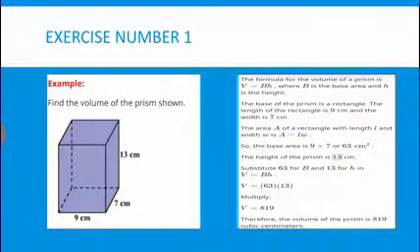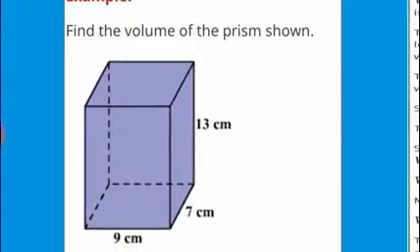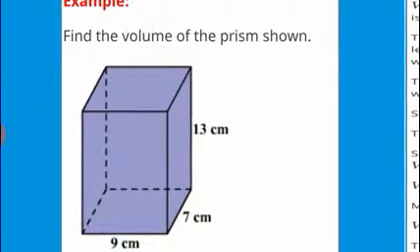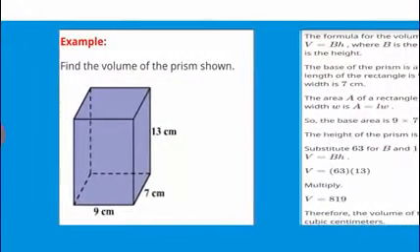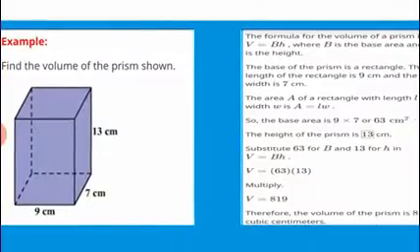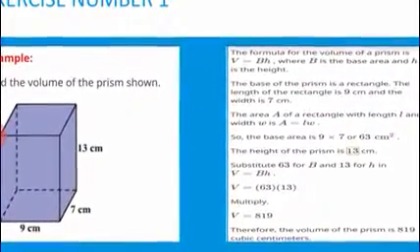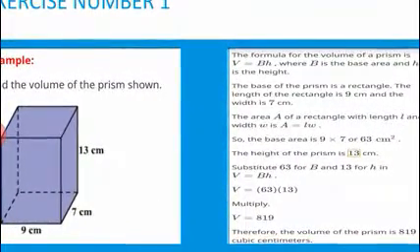We can try with exercise number 1. We want to find the volume of the prism shown. We have 9, 7, 13. Okay? So the formula for the volume of a prism is V equal B times H, as we said, where B is the base area and H is the height.